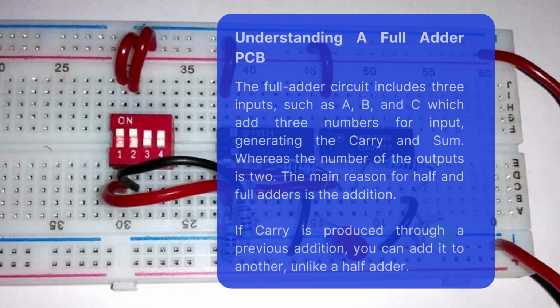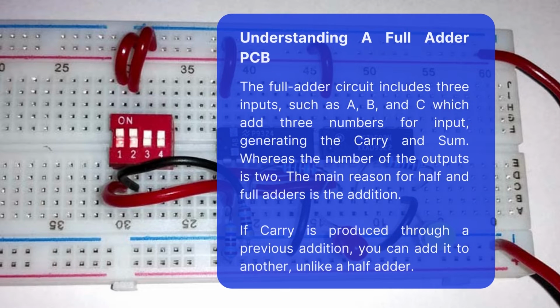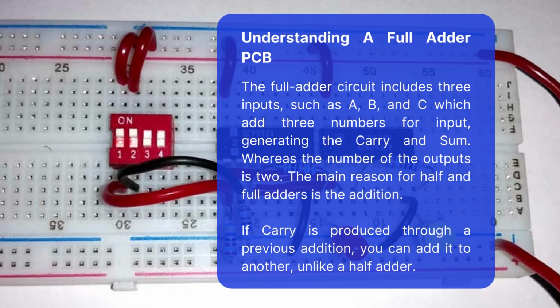Understanding a full adder PCB. The full adder circuit includes three inputs, such as A, B, and C, which add three numbers for input, generating the carry and sum. The number of outputs is 2. The main reason for half and full adders is addition. If a carry is produced through a previous addition, you can add it to another, unlike a half adder.